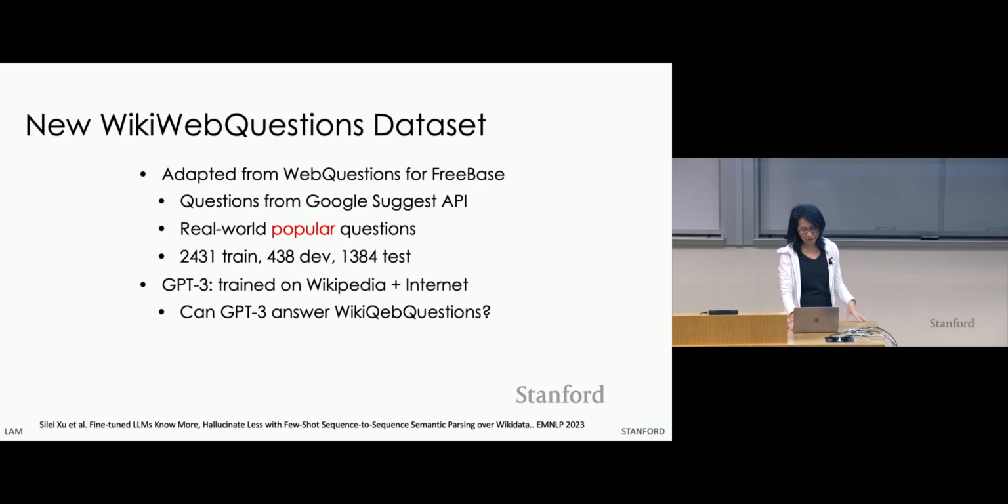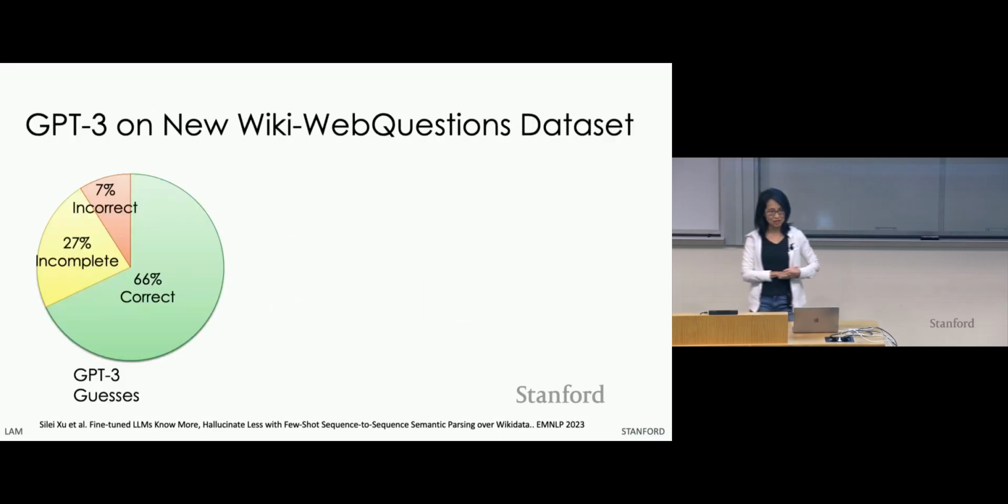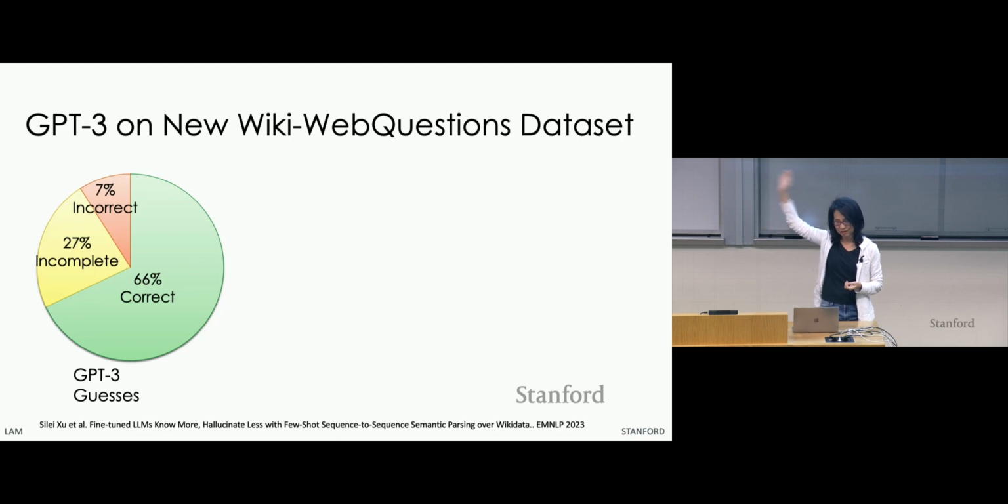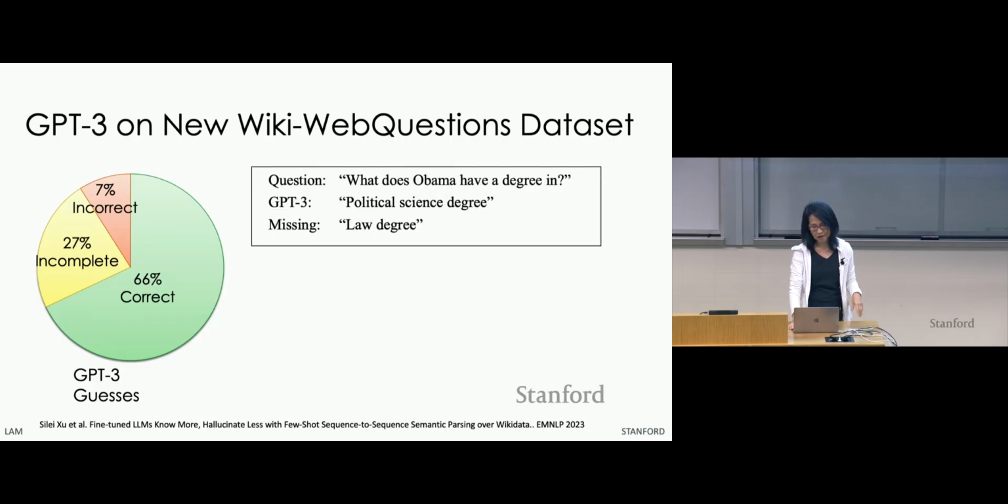So that was an experiment we did. What is interesting is that GPT-3 is only, of course, GPT-4 is going to be better, but the shape of what you expect is the same. It's correct only 66% of the time. 27% is incomplete, and 7% is totally incorrect in this experiment. So what does incomplete mean? Suppose I ask, what degree does Obama have? GPT-3 will say political science degree, which is true. But he also has a law degree. So it is only partially correct.